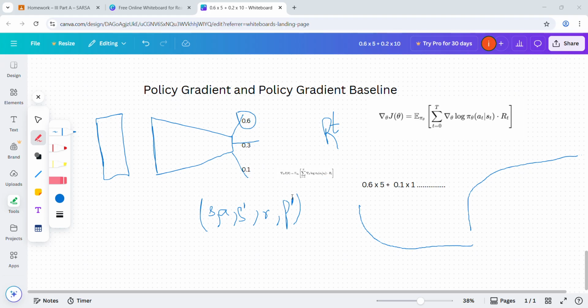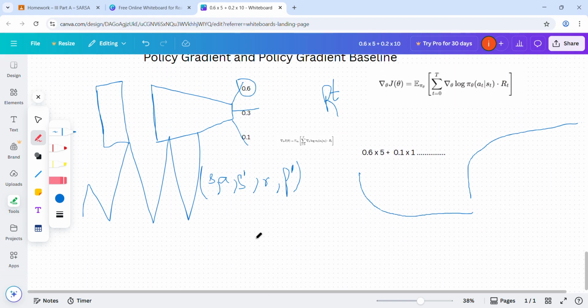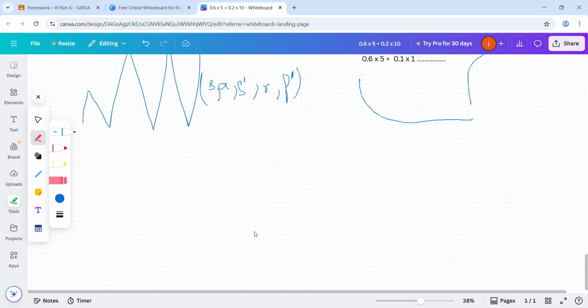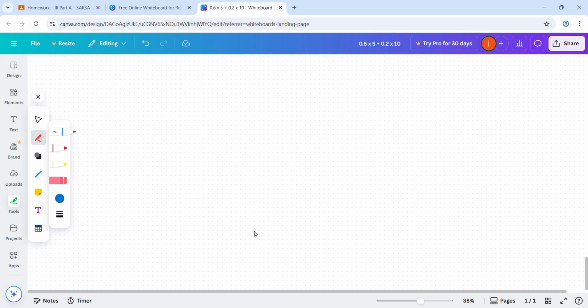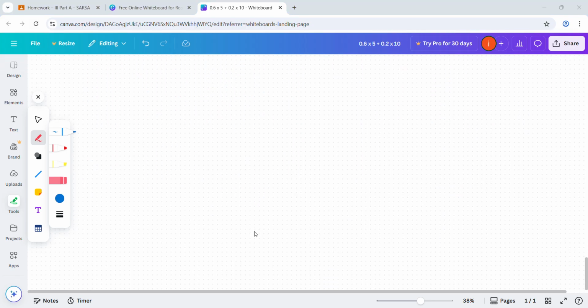But here's the problem: the variance of this will be high. Why? Because rewards can be very high for some states and can be very low for some other states, so there will be a lot of fluctuation, so the updates will not be stable, and that's a problem here. So to cater to that, we will use policy gradient with baselines, policy gradient baseline. So let me copy.